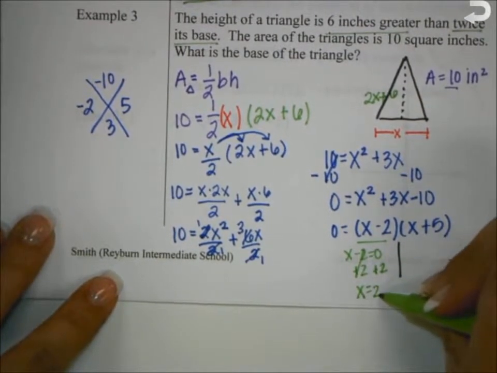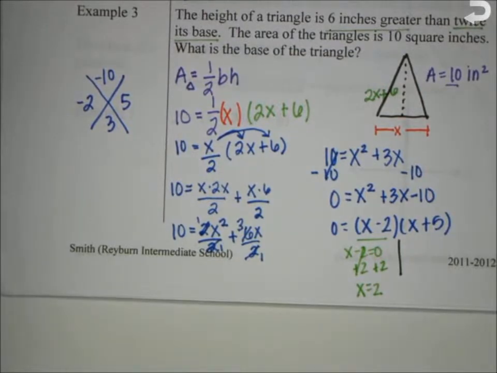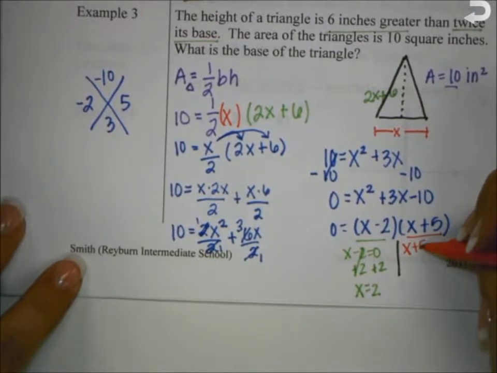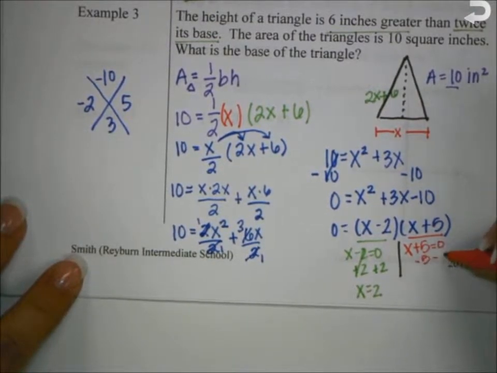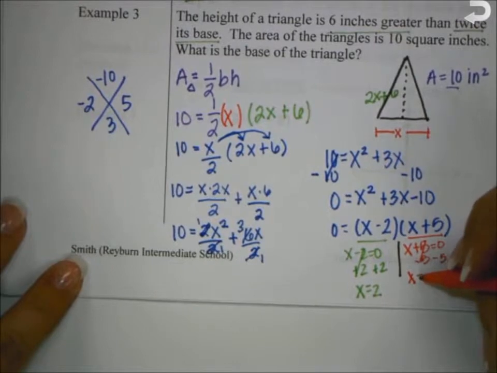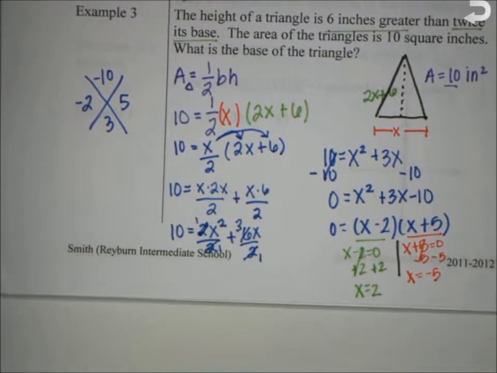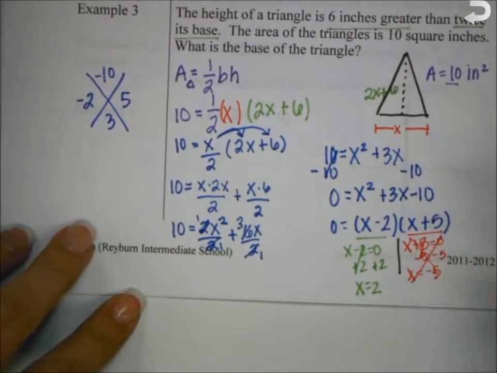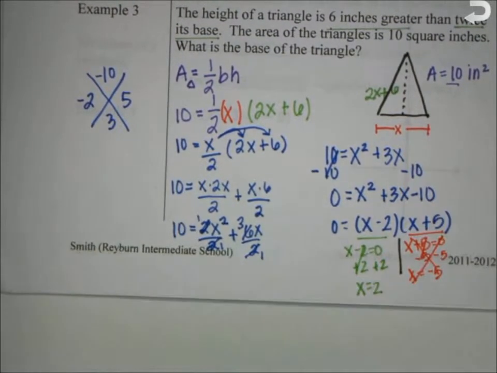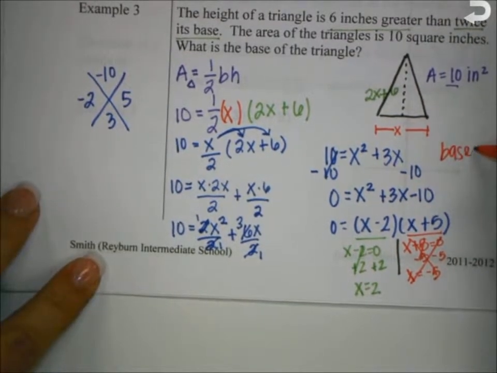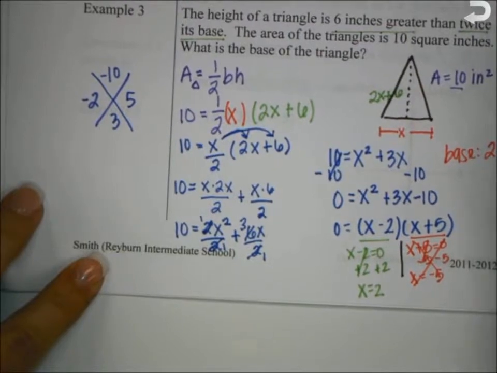And I set this guy equal to 0, x plus 5. I subtract 5 from both sides, and I get x equals negative 5. One of these answers does not make sense to me. Which one is it? Negative 5, because we can't have a negative base. So what's the base of my triangle? The base is what? 2 what? 2 inches. That was a lot of steps just to get here. Okay?